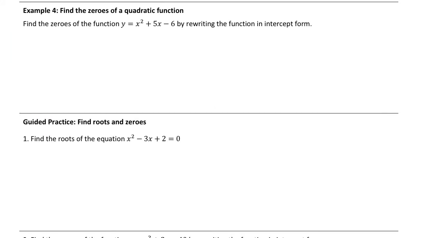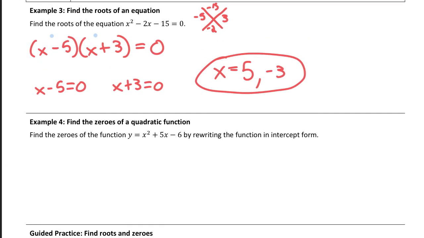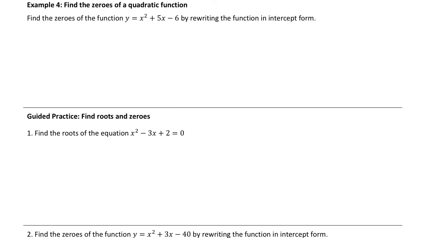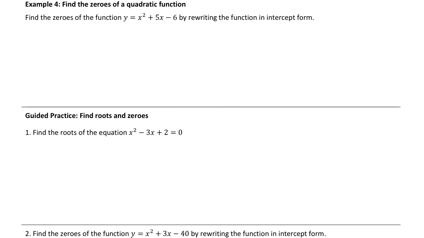So example 4. In example 3, we found the roots. We already had this set equal to 0. In example 4, we've got y equals, so we've got a function. All I have to do to find the zeros of this function is take my expression, x squared plus 5x minus 6, and set it equal to 0. We are finding what values of x make the y values of this function 0. We are looking for actually the x-intercepts of this graph, if we're thinking about it graphically.